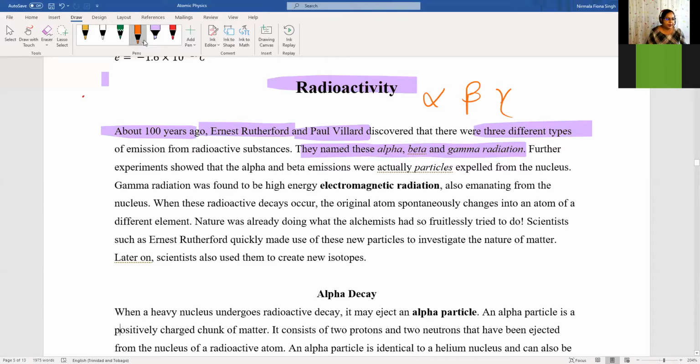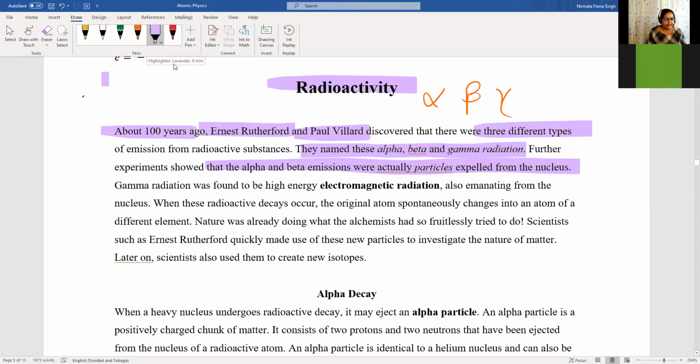Further experiments show that the alpha and beta emissions are actually particles expelled from the nucleus, as in atomic physics, the party is in the nucleus. Electrons, you have the whole topic of electricity to sit down and be important. But when it comes to atomic physics, the only people we're looking at are within the nucleus itself. So alpha and beta emissions are actually particles, meaning they have mass, they have substance. You can actually weigh them and find out charge and whatnot from them. They are expelled from the nucleus.